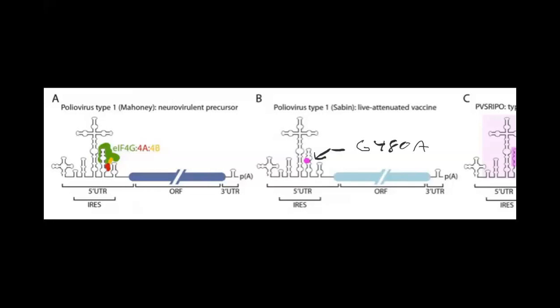Now, this point mutation arises through serial passage in primate tissue. The problem is that this method can allow for this to go back to wild type. So this is wild type. And this is a mutation for the attenuated vaccine, the Sabin.